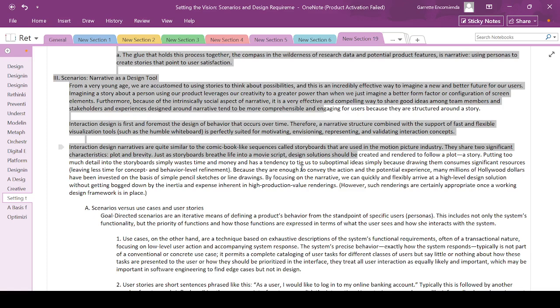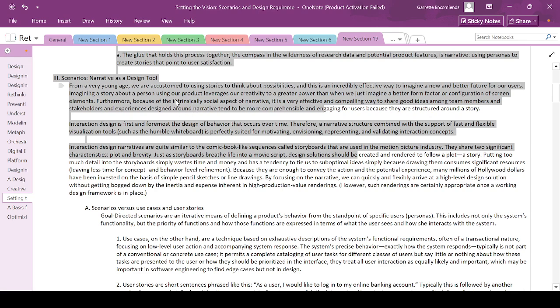clearly, while at the same time helping us to list the requirements needed for that task, because story has the power of understanding the real situation compared to lists and forms. And also, it is a powerful communication tool for other stakeholders that may not be as technically savvy as us. So, scenarios, narrative as a design tool.